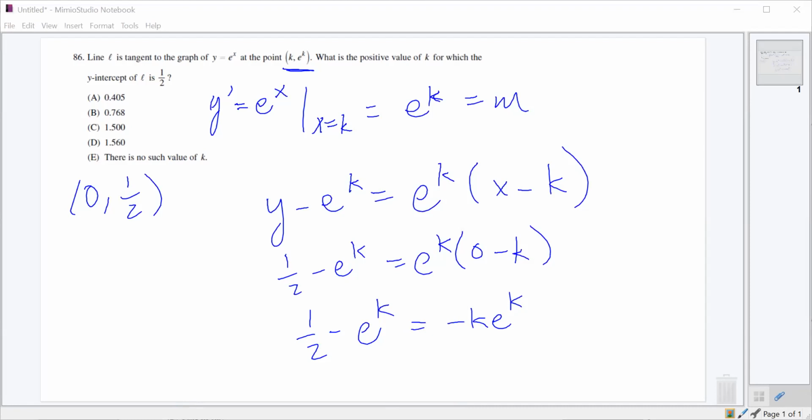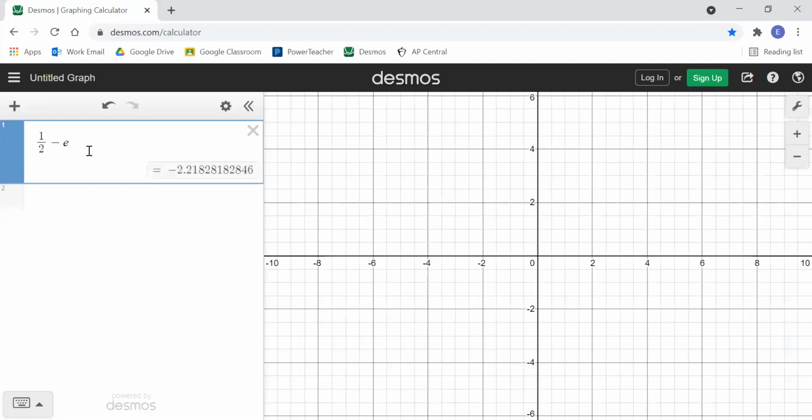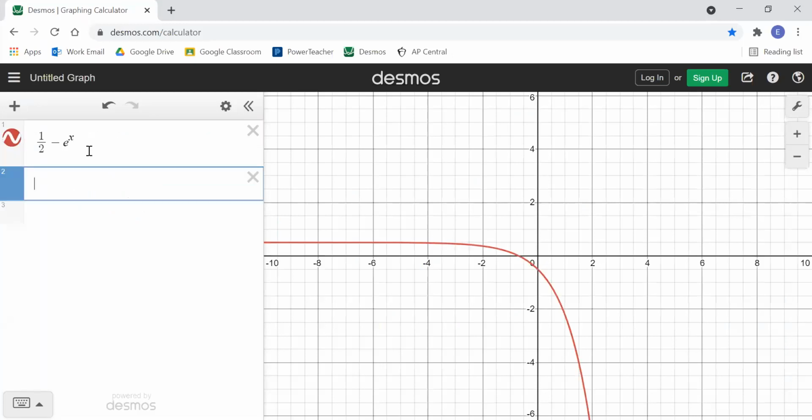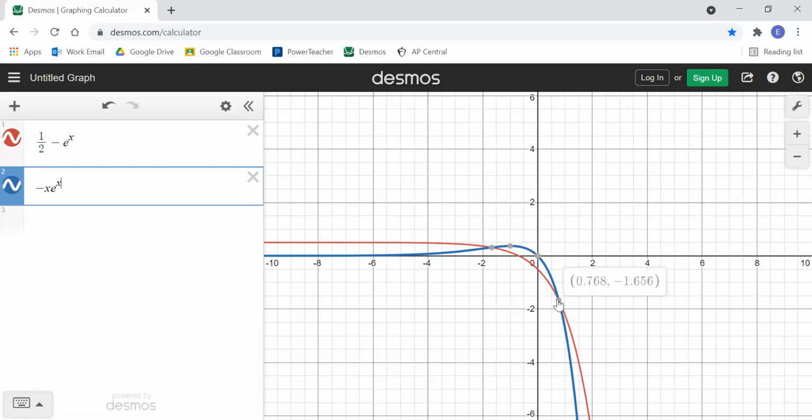And let me quickly here go into Desmos. We've got 1/2. Let me show this. 1/2 minus e to the x, right? We're just going to graph them as x's. And then we have negative x e to the x. Is that right? And we're looking for the positive, that's specifically what it said in the problem, the positive value of k. So that positive value there looks like it is 0.768, where those two things are equal to each other.